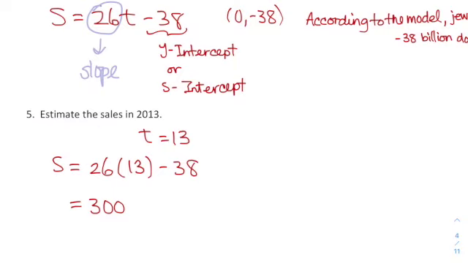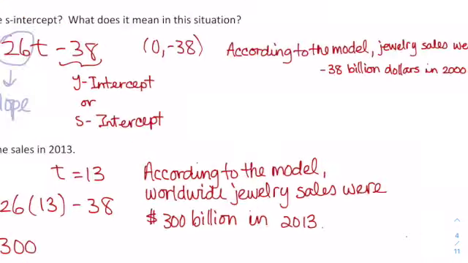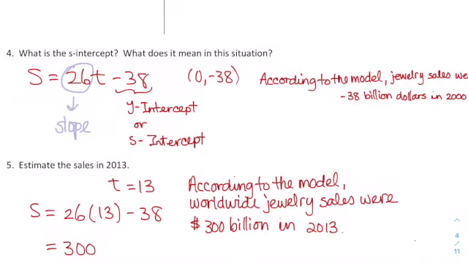So let me write it down. So here's number 5. Estimate the sales in 2013. You use the same equation. You plug in 2013 minus 2000. I give you 13 years because that's where it started. It's 300. So in words, according to the model, the worldwide jewelry sales were $300 billion in 2013.